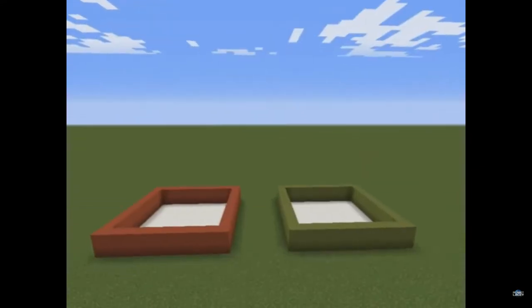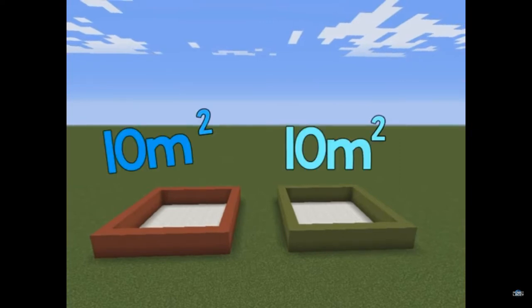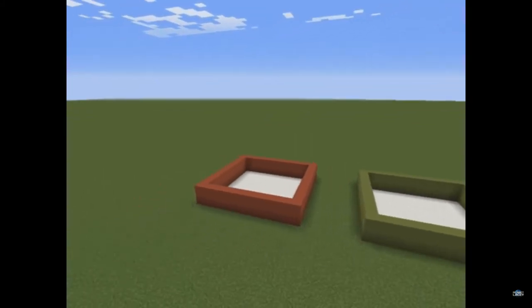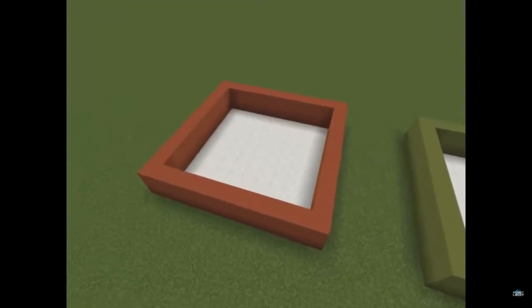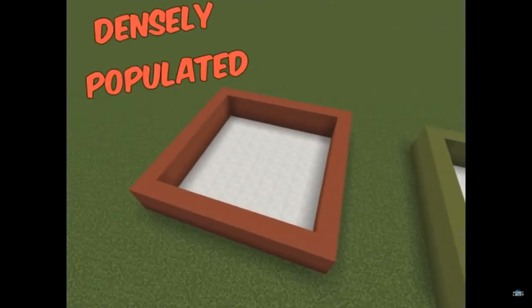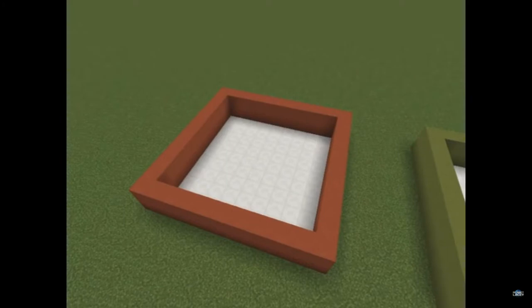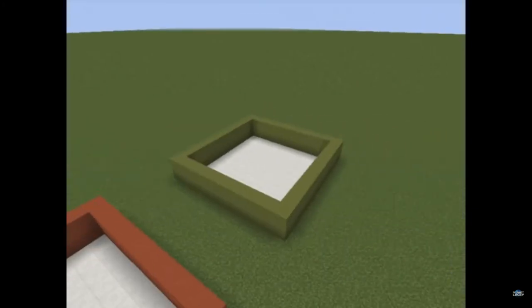Now I'm going to show you an example of this. Here I have 2 squares. Both of these squares are exactly the same size. They are 10 blocks long, so they are 10 meters squared. The red square on the left is going to be our densely populated area. On the flip side, the green square is going to be sparsely populated.